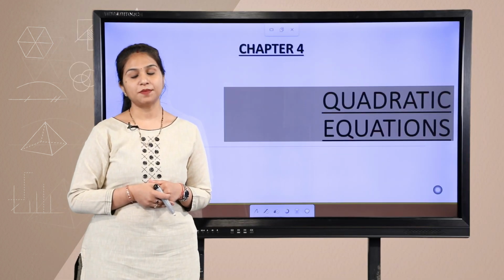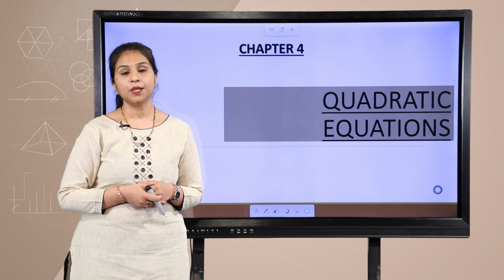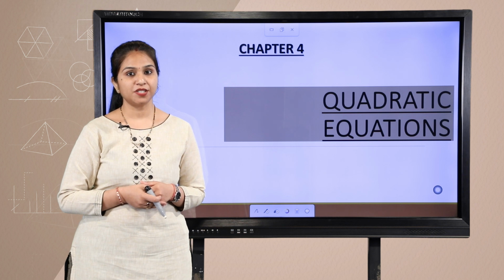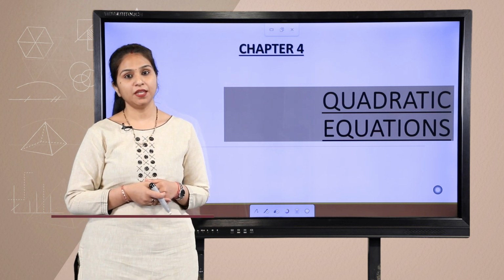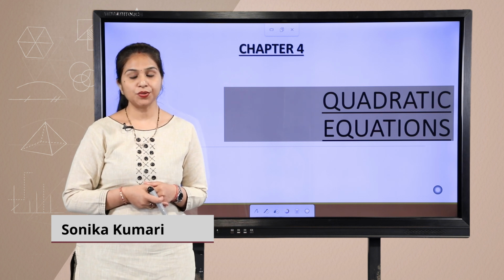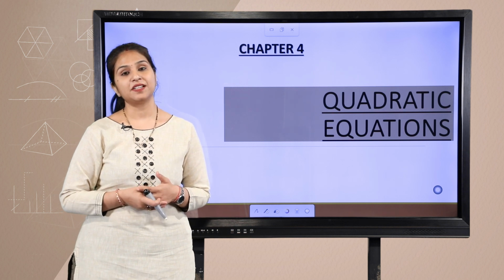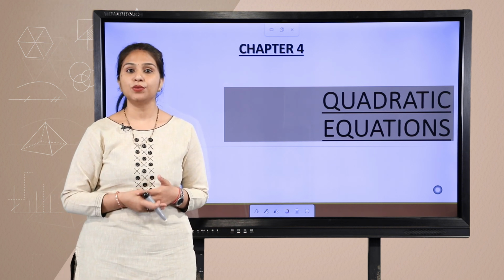Also, we have learnt about the nature of roots, and in that we learned 3 categories. It depends on the discriminant. If it is greater than 0, then the roots are real and distinct. If it is equal to 0, then the roots are real and equal, and if it is less than 0, then there are no real roots.